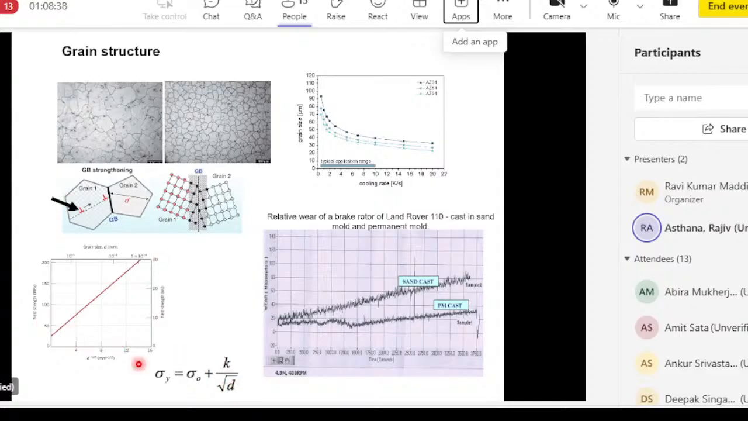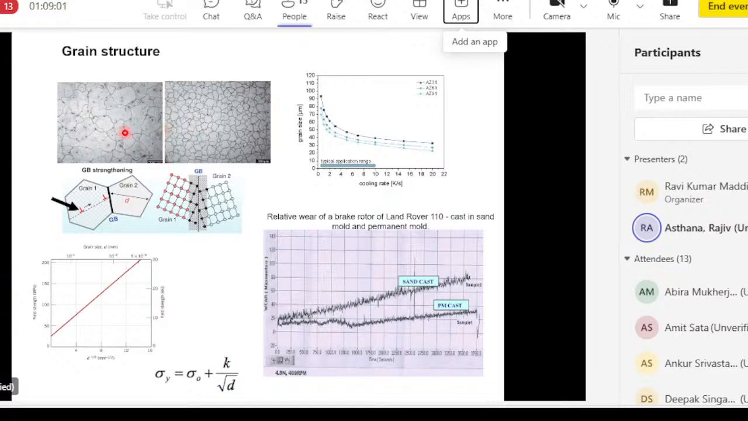So a lot of alloys and metals show this kind of a Hall-Petch behavior. When you get into nanometer size scale, things could be very different. So Hall-Petch may not apply, but for common industrial purposes, the Hall-Petch equation is very useful to relate mechanical properties like yield strength to average grain size.